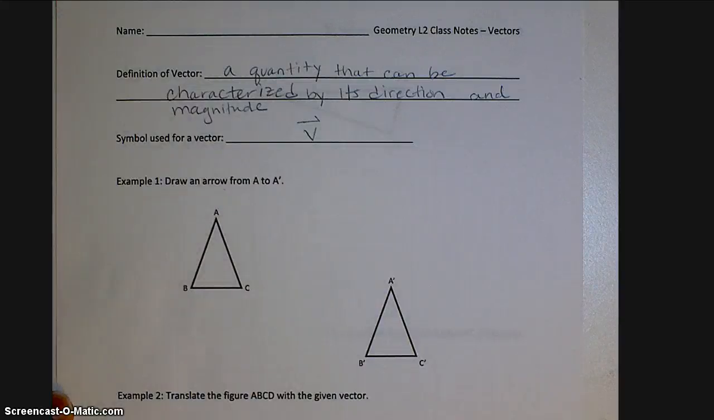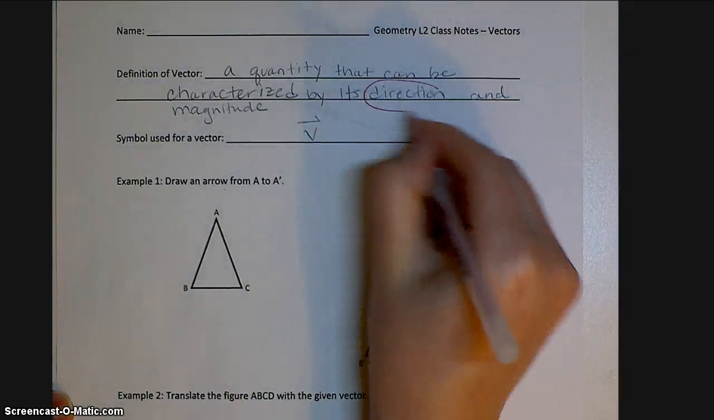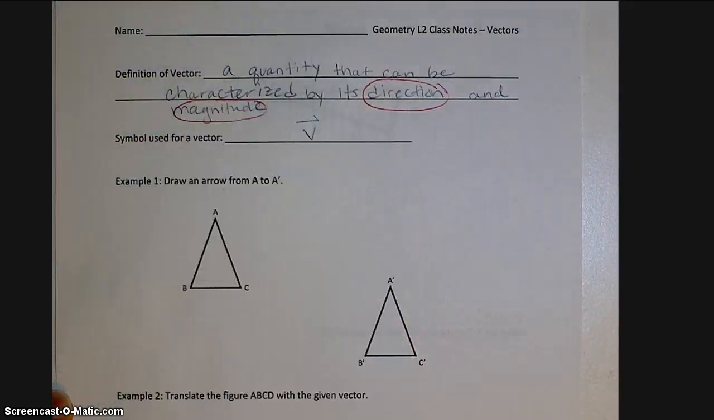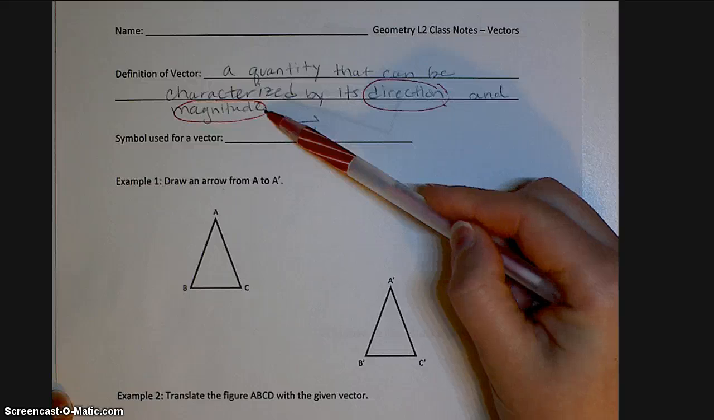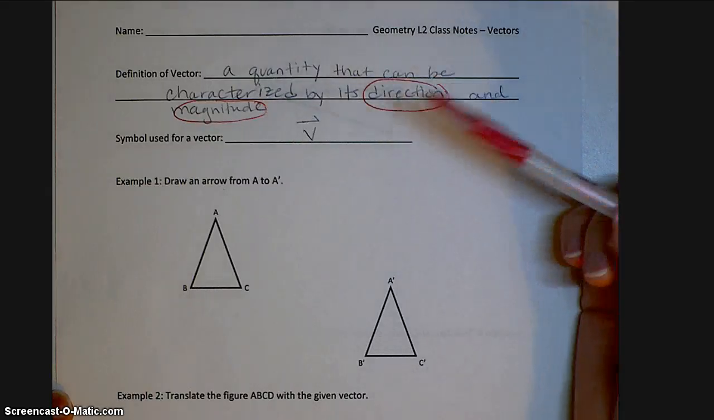Hello, today we're going to talk about vectors, which we kind of know a little bit about already. A vector is basically a quantity that can be characterized by its direction and its magnitude. So both of those things we've talked about in the past. A direction tells us which way something is moving, and a magnitude tells us how much it's moving by.